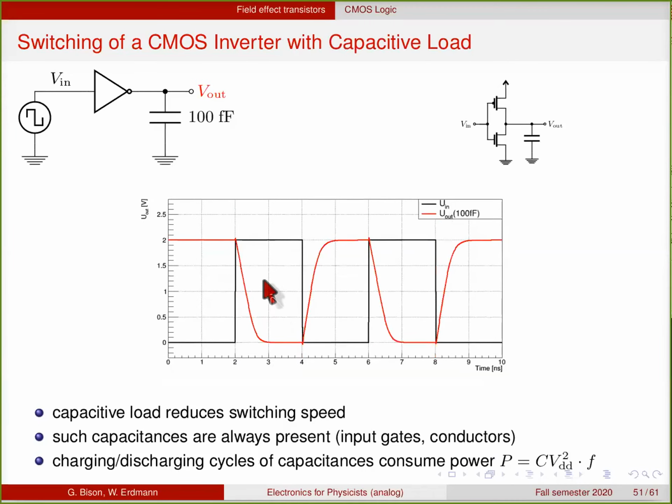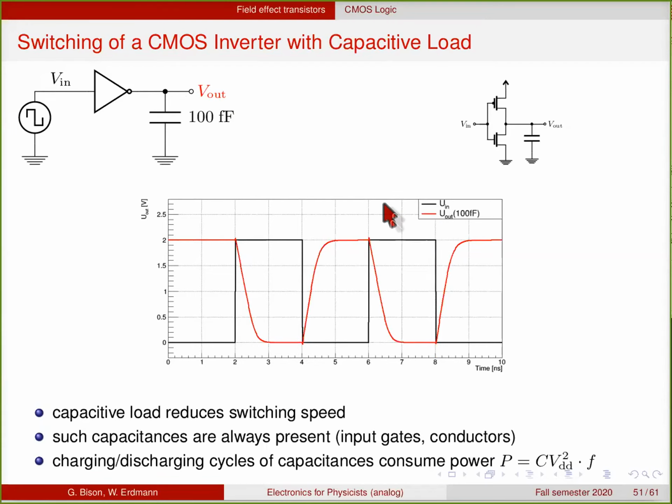Now, in the real world, there's always some capacitance, either from wires or from the inputs of the following gates. And this reduces the switching speed. So we still have the same square wave input here, but the output now gets this RC-like behavior. It falls off with a certain time constant before it reaches the new value, and so on.